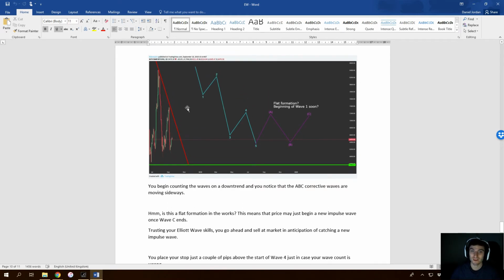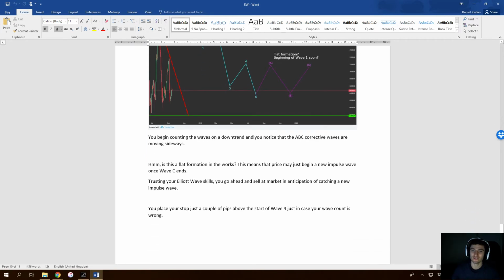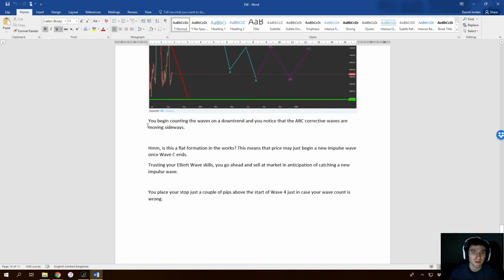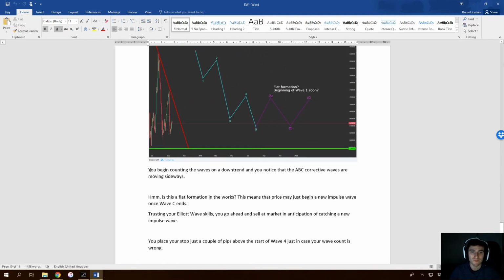We have just seen our impulse waves 1, 2, 3, 4, 5 down. I'll read this out for you in full first, and then I'll go over the example. I think that'll be best.